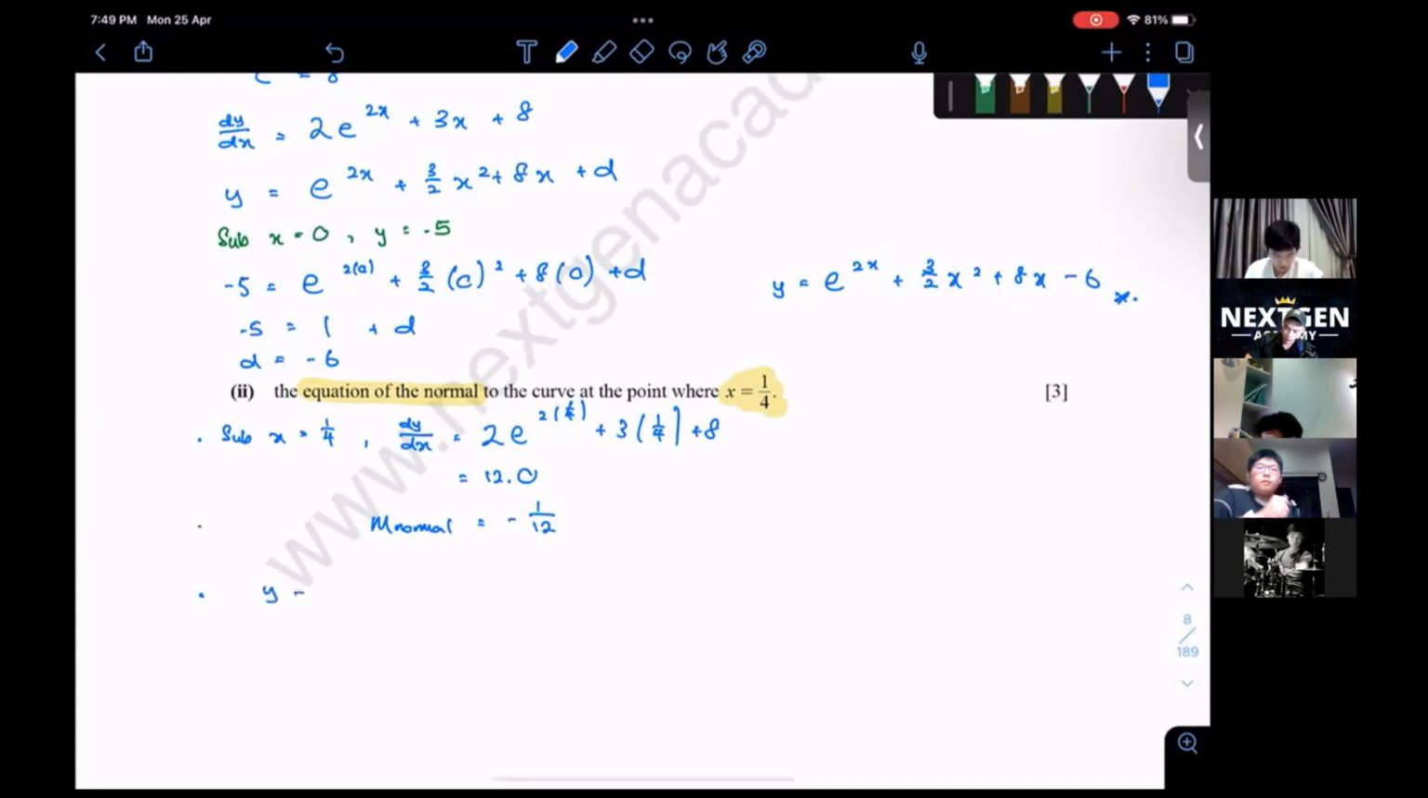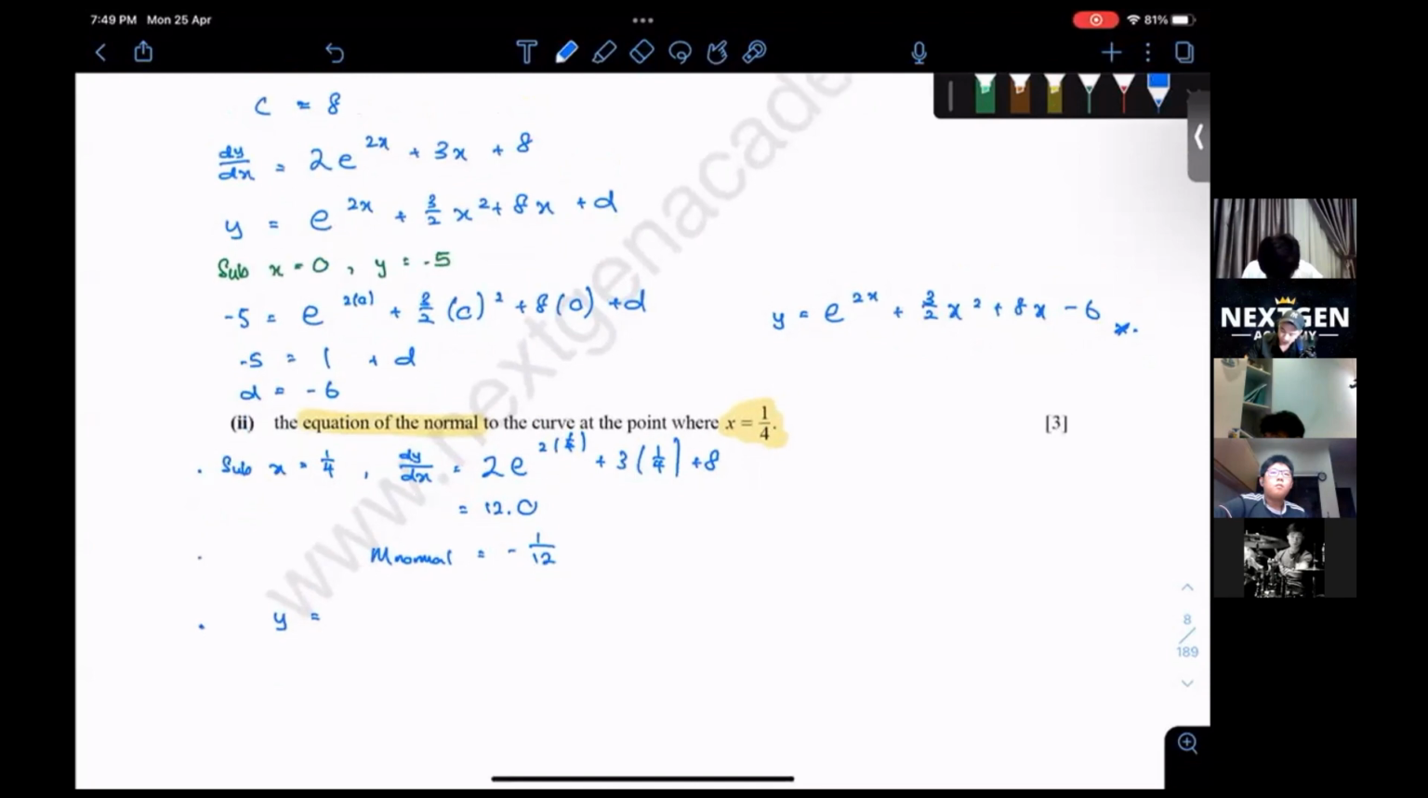So y minus y1, what was the y? Find the y first. Okay, so y will be what? You sub into e to the power of 2(1/4) plus 3/2(1/4) square plus 8(1/4) minus 6. Okay, what do you get? Negative 2.257. Okay, negative 2.26.